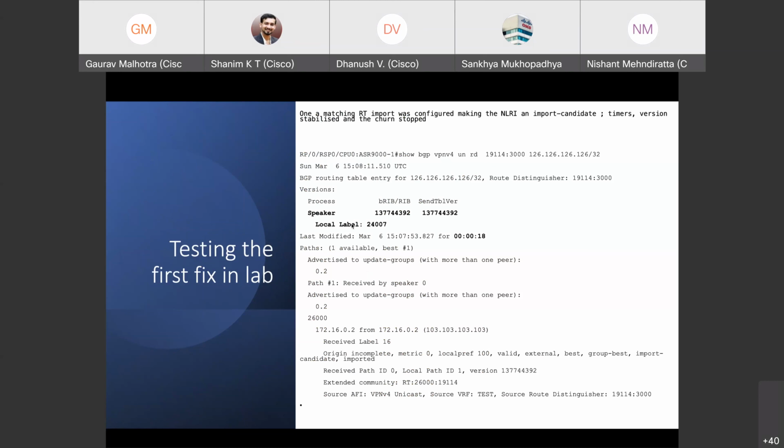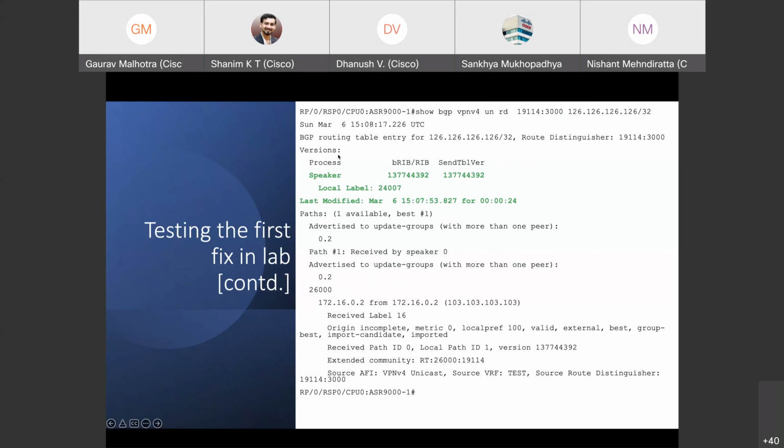So this output was taken on Sunday, March 6, 15:08. This is a couple of seconds later. And you can see the BGP RIB time went up by 6 seconds. So it's stable, and the BGP table version is also stable. It does not go up. This was the first fix that was suggested when I was on the call, but the customer had concerns with importing routes, so they didn't do it in production.